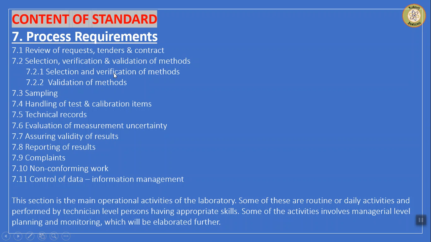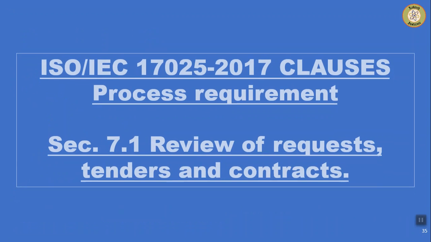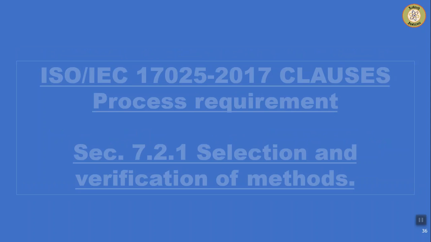that is selection and verification of methods, and the second one is validation of methods. So for validation of methods, if your method is a non-standard method, then it needs to be validated. Some of you are aware of the process validation of special processes in ISO 9001. Here it is your test method validation. So this is another important activity of the laboratory if you have a non-standard method. These are all elaborated in deep detail in the actual training program, section-wise.